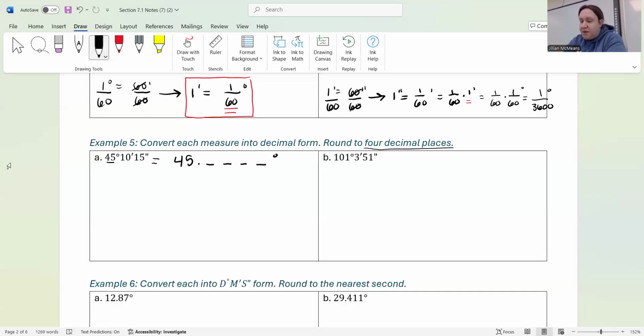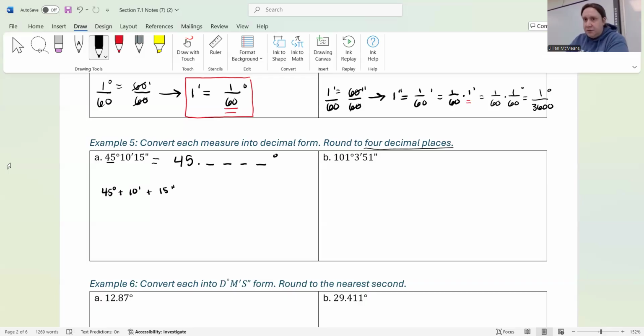Okay, so let's go back to the original problem. 45 degrees, 10 minutes, 15 seconds. That's like 45 degrees plus 10 minutes plus 15 seconds. And if we can take the 10 minutes and convert it to a portion of a degree, and if we can take the 15 seconds and convert that to some portion of the degree, we'll get this 4 decimal place situation that we need. Okay, so how do we do this?